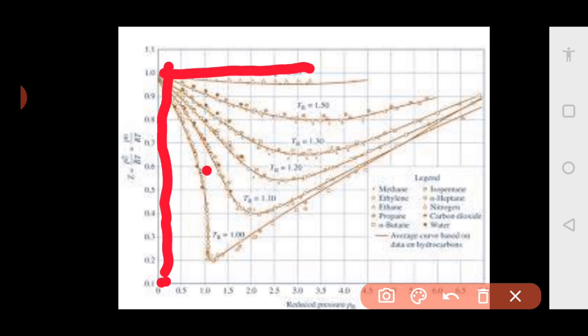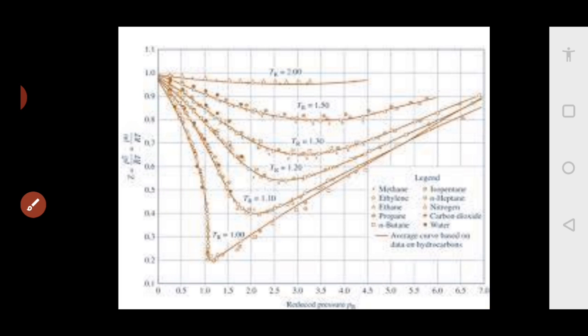Okay, so first I have taken the reduced pressure, that is 0.144. Then I have taken the reduced temperature, that is 2.44. They both intersect at this point. So this point is nearly 1. Okay, this is the value of Z.